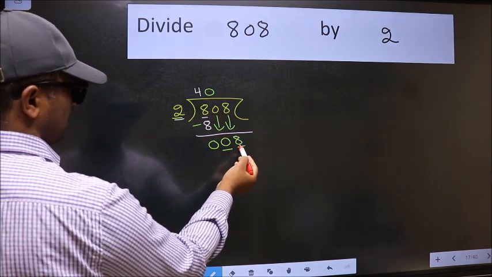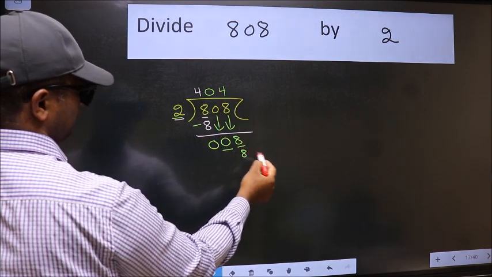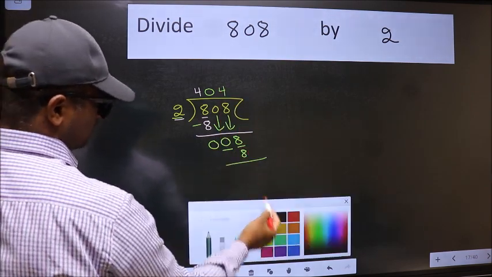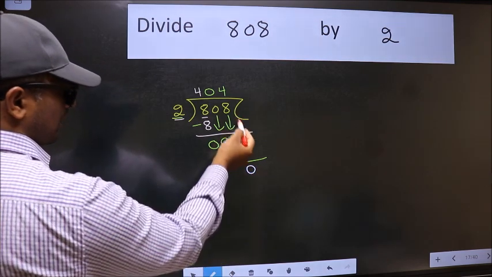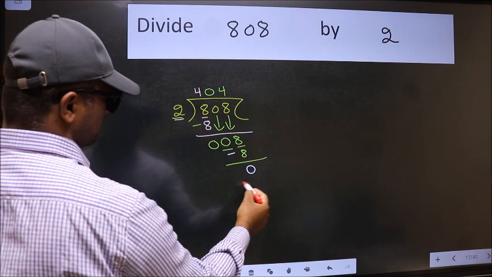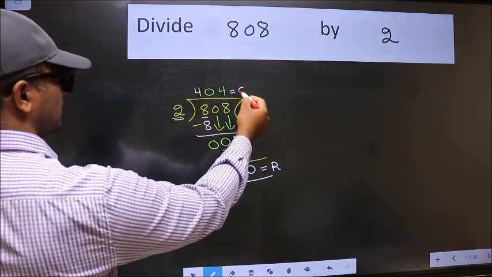Now 8. When do we get 8 in 2 table? 2 fours are 8. Now we should subtract. We get 0. No more numbers to bring down. So we stop here. This is our remainder and this is our quotient.